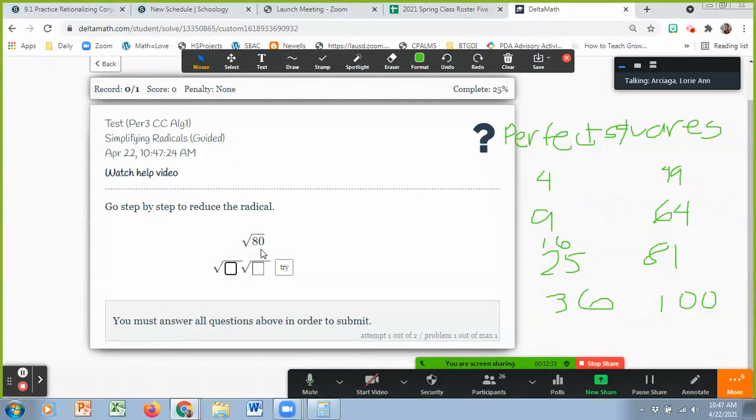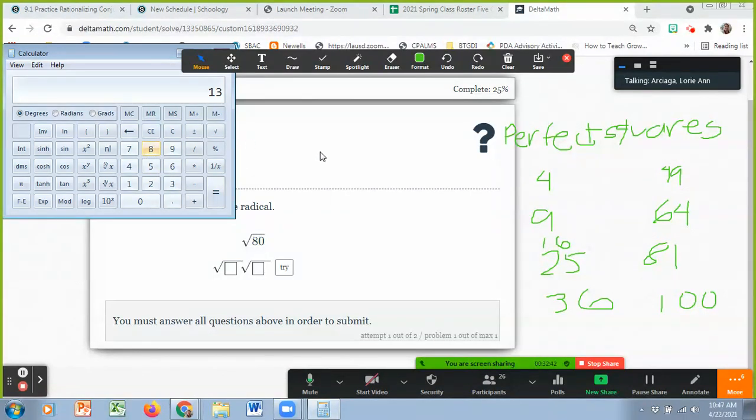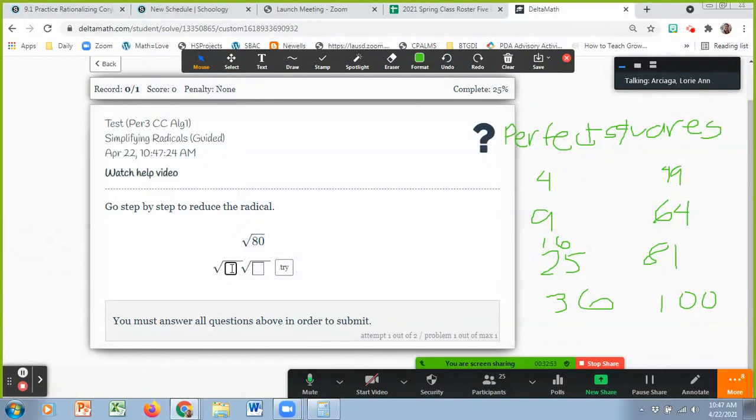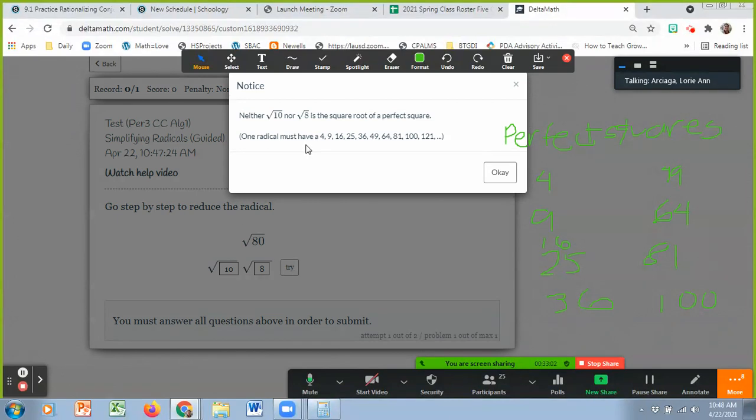All right, next, 80. What goes into 80? Just keep dividing. 8 times 10. That's fine, but there's a bigger one. The next one is 10 and 8. Okay, actually the best combination to use is 16 and 5. But Louise, I want to show you that it also works if you use 10 times 8. Look at it. The best way to do it is 16 times 5. But look, it's going to say neither 10 nor 8 is the square root of a perfect square. Yep, so you can put it in, but it's going to say, oh, try again. Does that make sense?